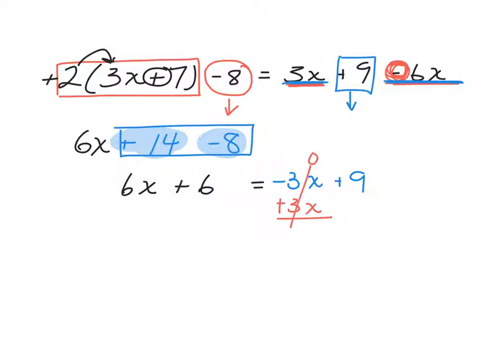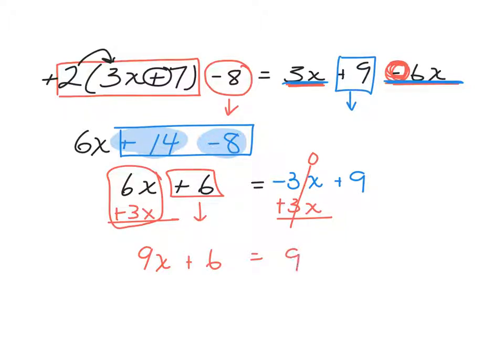Again, what I make sure of is that what I do to one side, if I do that to the right side of the expression, I must do to the other expression. So I must add 3x to 6x plus 6. When I combine the like terms on this side, I'm now left with 6x plus 3x, which makes 9x. Don't forget this plus 6 drops down, so plus 6 equals 9.